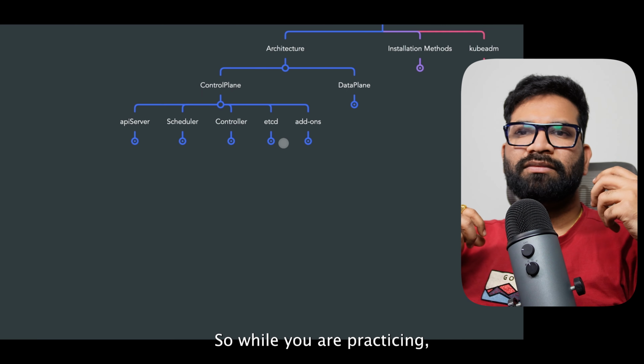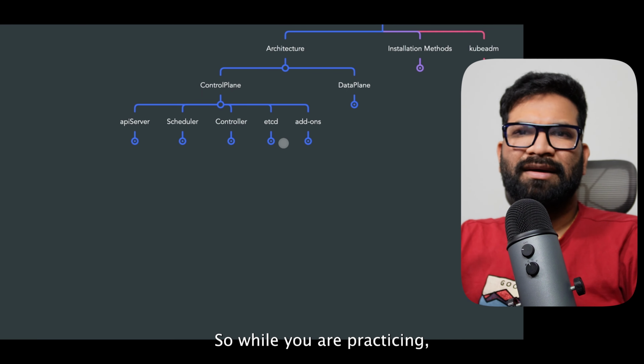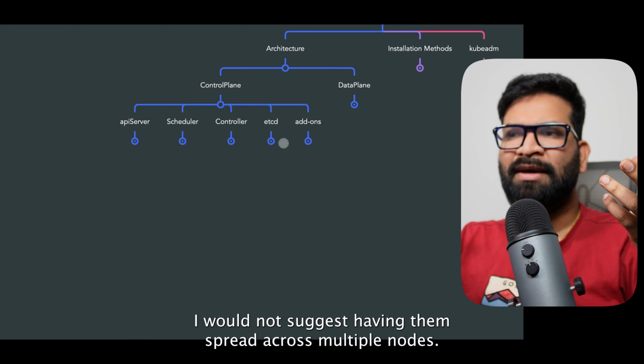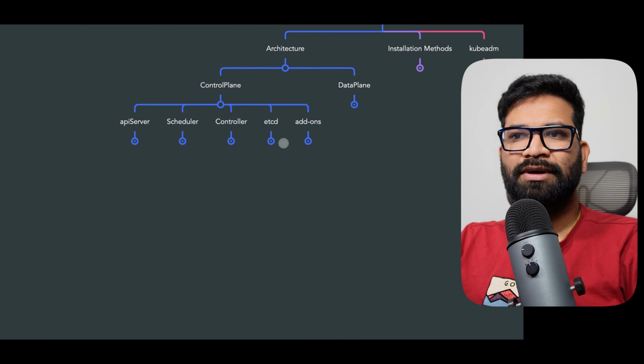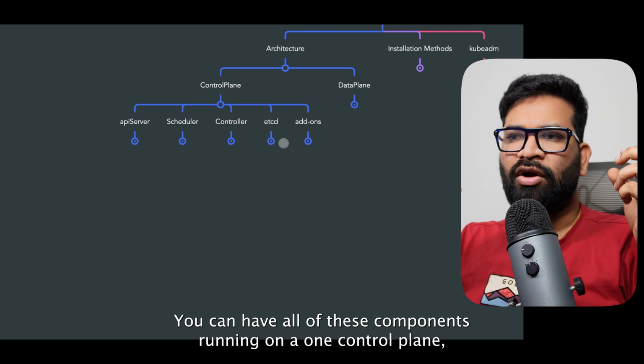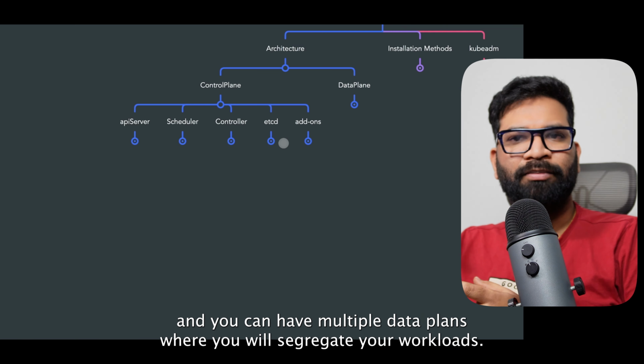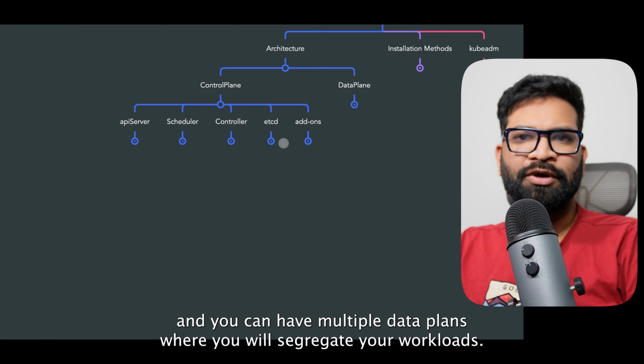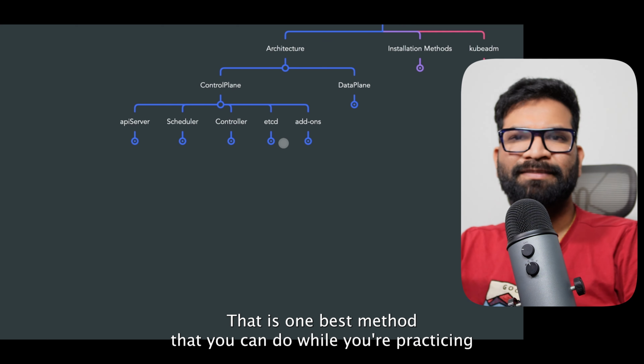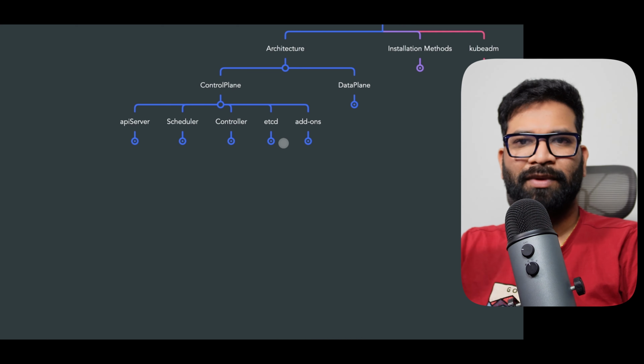While you are practicing, I would not suggest having them spread across multiple nodes. You can have all of these components running on one control plane, and you can have multiple data planes where you will segregate your workloads. That's one of the best methods that you can use while you're practicing.